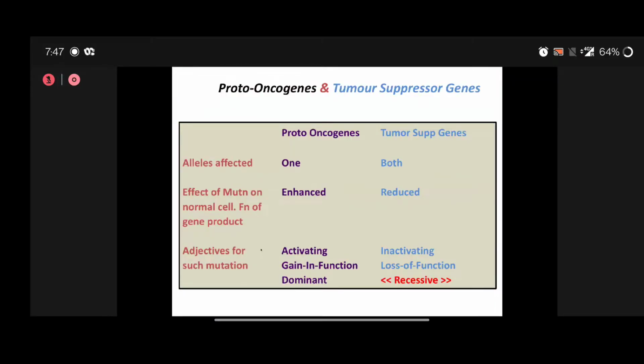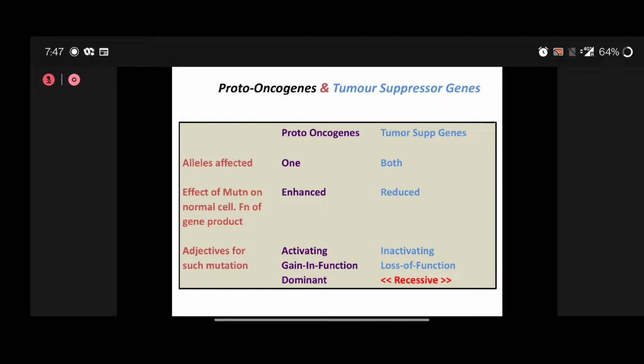The current lot of students, because they are taught during their MBBS, know about proto-oncogenes and tumor suppressor genes. A simple way to put it: a proto-oncogene will cause disease when only one allele is affected, while in tumor suppressor genes, both alleles are affected. The effect of mutation is enhanced in oncogenes, what we call an activating mutation, gain of function, or dominant mutation. Whereas here, this is a loss of function or inactivating mutation, and it is recessive at the cellular level. That means both copies have to be lost. So this is the main difference.